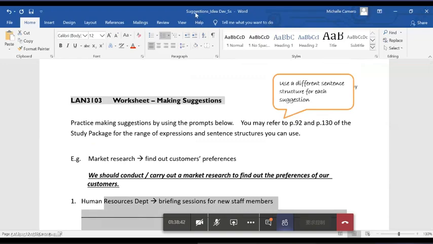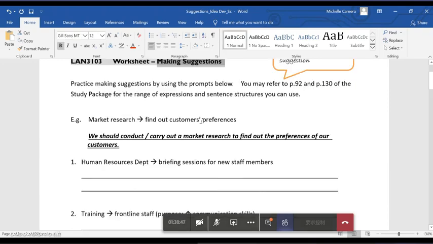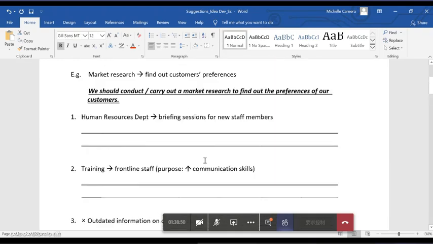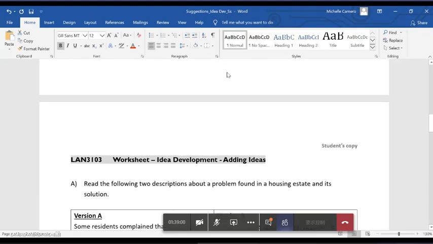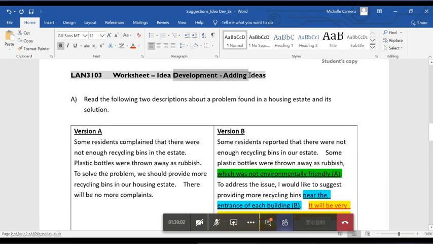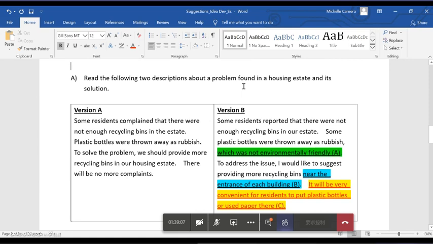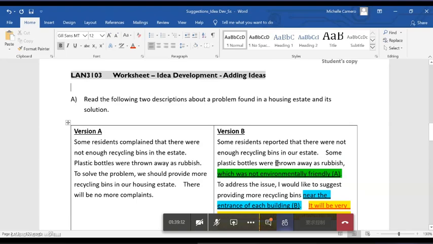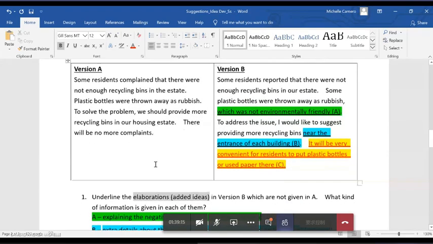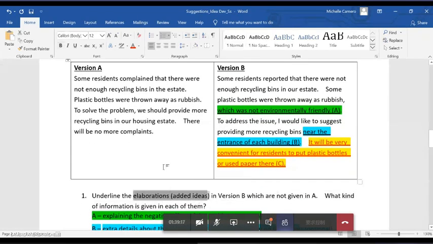So there's actually 2 things going on in this document. The first, on page 1, they're talking about making suggestions. So that's why it says making suggestions. And we did some practice, and I'll send the answer to you. Page 2 is about idea development. That's why it says IDDEV. DEV is development, idea development. So that's what we're going to talk about now on page 2. So idea development is very similar to adding ideas. Okay, so I should have unhighlighted this part, so sorry about that. All right, so basically this is about adding ideas or adding elaboration.